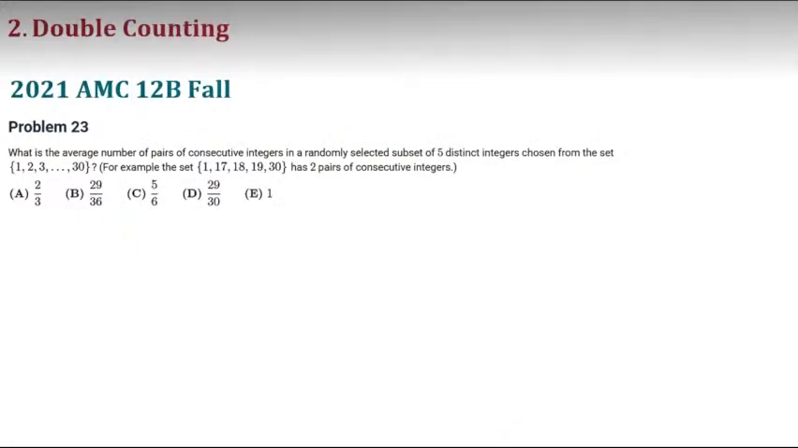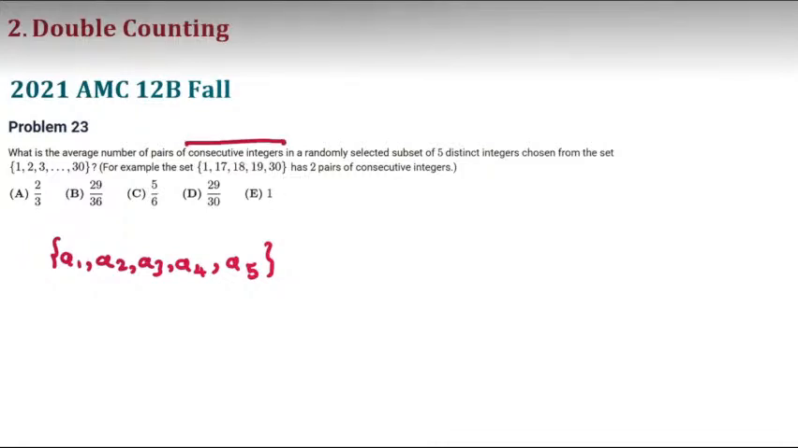Now let's go to the next idea. Double counting means counting something in two different ways. Let's solve one problem, and after that go to the next idea. This problem says, what's the average number of pairs of consecutive integers in a randomly selected subset of 5 distinct integers chosen from the set? If you want to calculate from subsets, for example, from sets A1 to A5, it's hard to calculate which of them have consecutive terms.